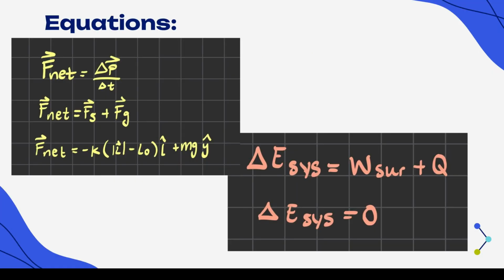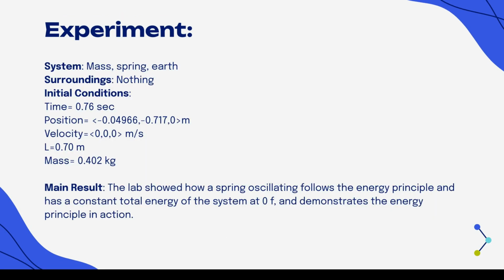So here are the equations. The F net is the spring force plus the gravitational force, and then the delta energy of the system is the work of the surroundings plus Q. So in our experiment, the system is mass, spring, and earth, and the surroundings are nothing. The initial conditions are a time of 0.7 seconds, a position of negative 0.049 meters and negative 0.71 in the x and y direction, a velocity of 0, an initial spring length of 0.7 meters, and then a mass of 0.402 kilograms. And the lab showed how an oscillating spring follows the energy principle.